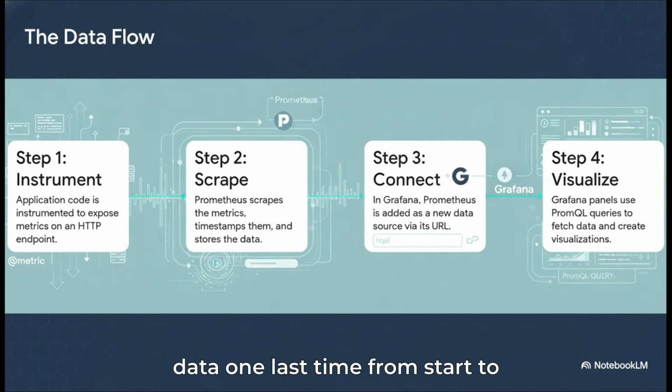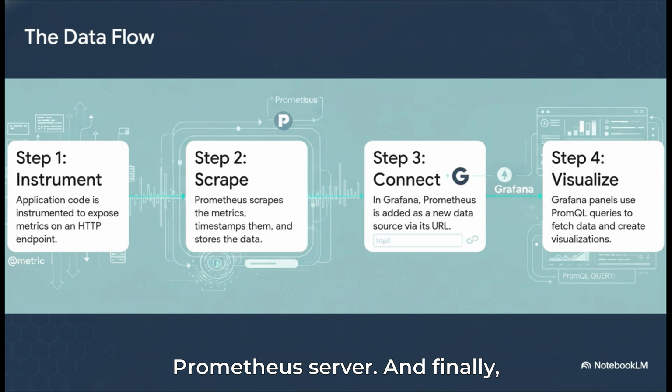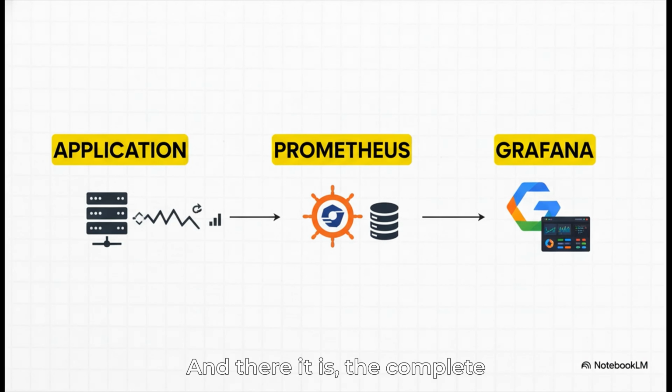So let's trace the data one last time, from start to finish. First, your application is coded to show its metrics. Second, Prometheus comes along and scrapes that data. Third, you tell Grafana where to find your Prometheus server. And finally, inside Grafana, you write those same PromQL queries to pull the data and build your visualizations. That's the whole flow. And there it is, the complete picture. Your application generates the signal, Prometheus captures and organizes it, and Grafana turns it all into an actionable story. This right here is the modern observability stack in a nutshell.